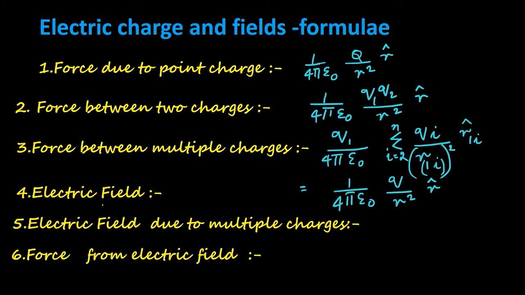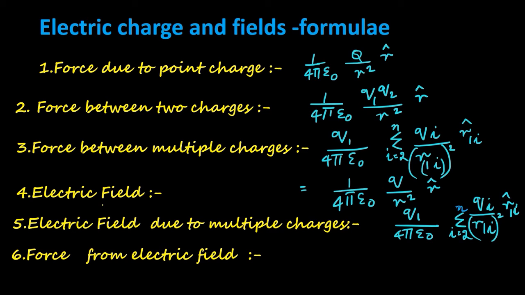Electric field: 1 by 4 pi epsilon naught q by r square into r cap. This equation looks more or less similar to the first equation, but there is a difference. What is that difference? In the first equation, capital Q is the total charge. In the case of electric field, it is due to unit charge. So we have used here small q in order to identify that. So electric field is force due to unit charge. That is the only difference. Now we will see electric field due to multiple charges: Q1 by 4 pi epsilon naught sigma Qi by r1i raised to 2 into r1i cap, and the limit of i is equal to 2 to n. Here also we assume there are n number of charges. I hope it is clear.